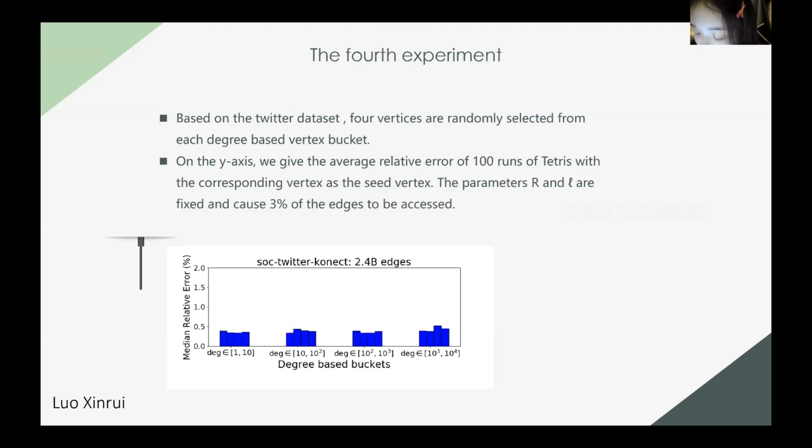And based on the Twitter dataset, 4 vertices are randomly selected from each degree-based vertex bucket. On the y-axis, we give the average relative error of 100 rounds with the corresponding vertex as the seed vertex. In the figure below, the accuracy is not affected by seed vertex selection, which shows the robustness of the algorithm to seed vertex selection.